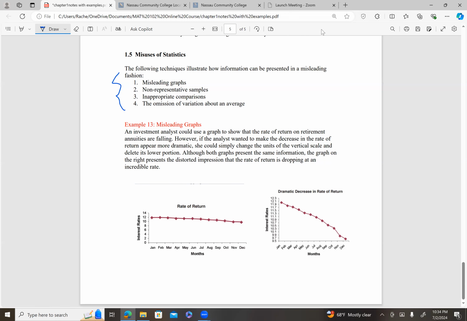But I have one example here, and this is going to be the last example on this chapter 1 worksheet. This is an example of a misleading graph. It says an investment analyst could use a graph to show that the rate of return on retirement annuities is falling. However, if the analyst wanted to make the decrease in the rate of return appear more dramatic, she could simply change the units of the vertical scale and delete its lower portion. We'll look at these in a minute, and I'll blow these up a little bit. It says although both graphs present the same information, the graph on the right presents the distorted impression that the rate of return is dropping at an incredible rate.